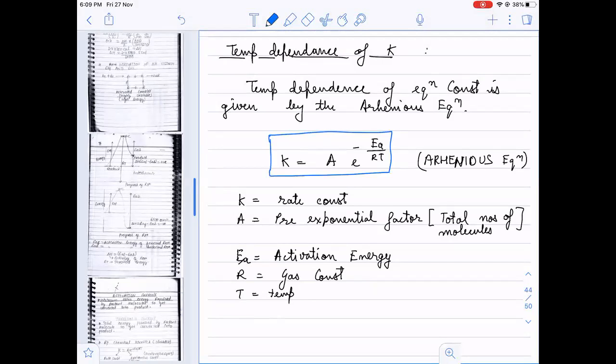What is EA? EA is activation energy. You all have some idea of activation energy. R is gas constant and T is the temperature. We are going to do some more calculations upon this equation. Please write it down neatly.